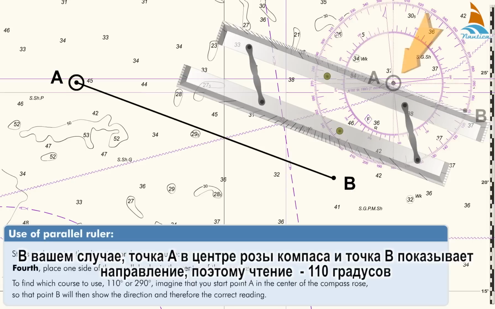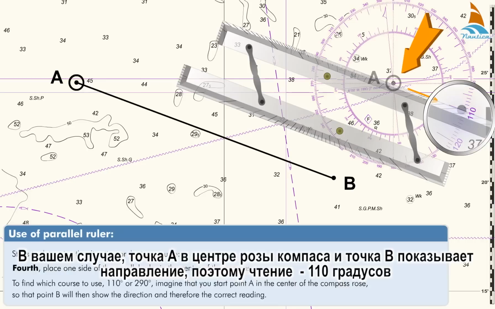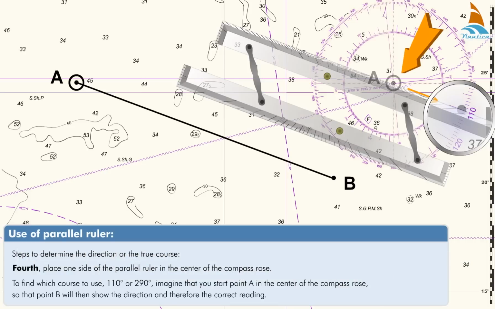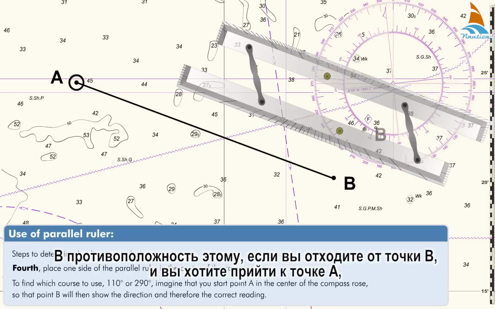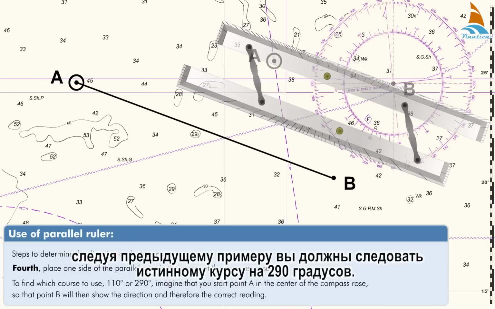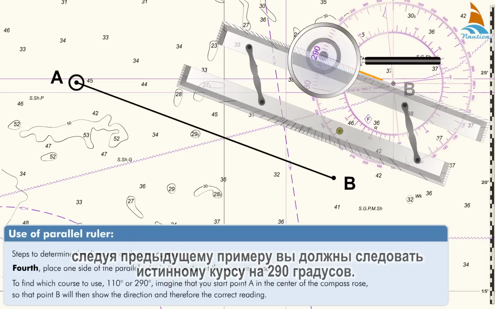In your case, point A is at the center of the compass rose and point B shows the direction, therefore the reading of 110 degrees. In contrast, if you depart from point B and you want to arrive at point A, following the previous example, you should follow a true course of 290 degrees.